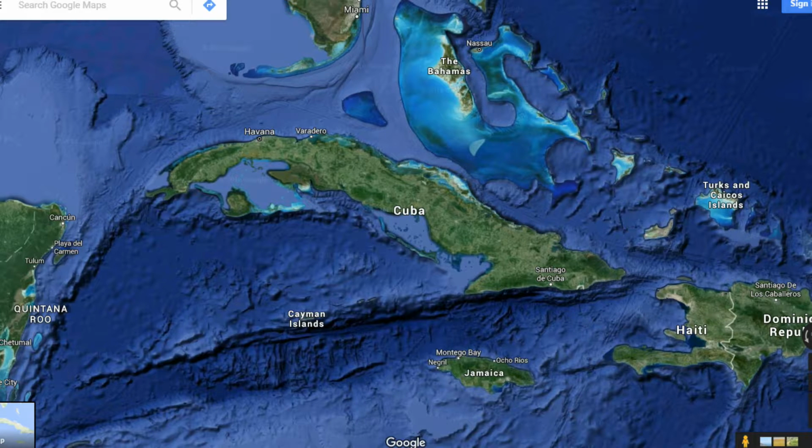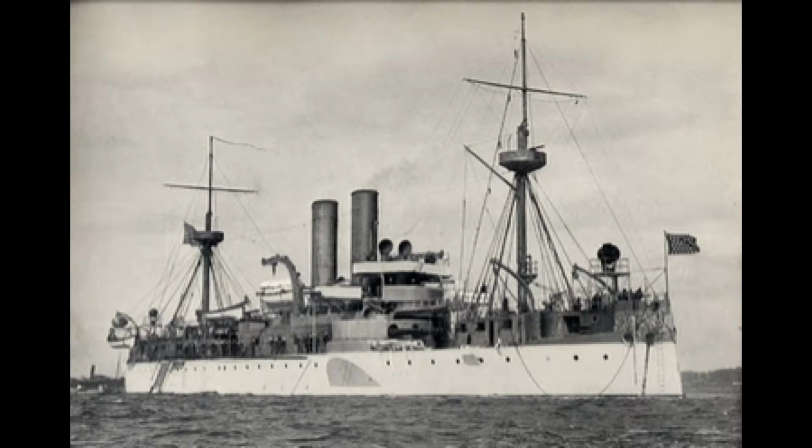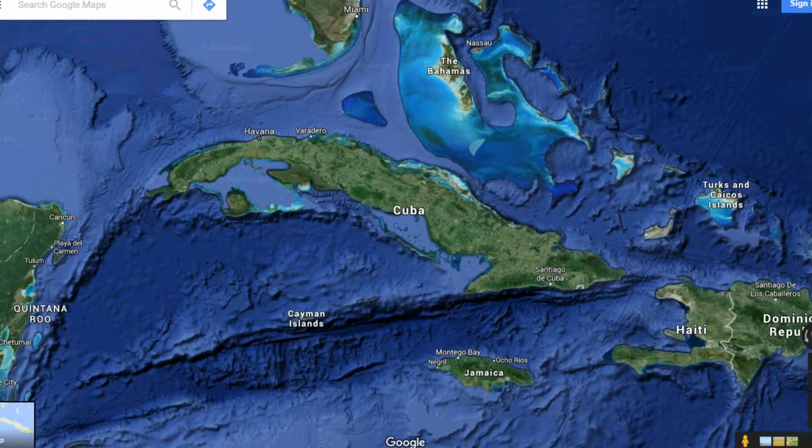And the Americans sent a battleship, the USS Maine, to Havana Harbor to protect its interests in the area, basically, and to protect American citizens on the island. And mysteriously, the USS Maine exploded in Havana Harbor with a great loss of life, and the Americans immediately threw the blame for the explosion onto the Spanish.